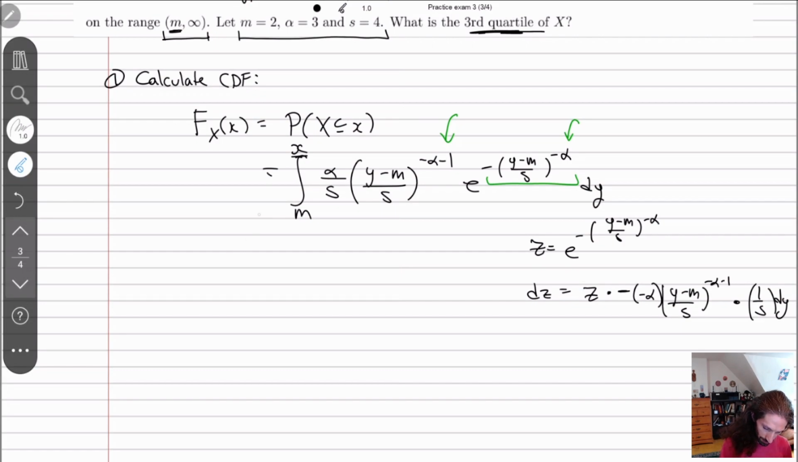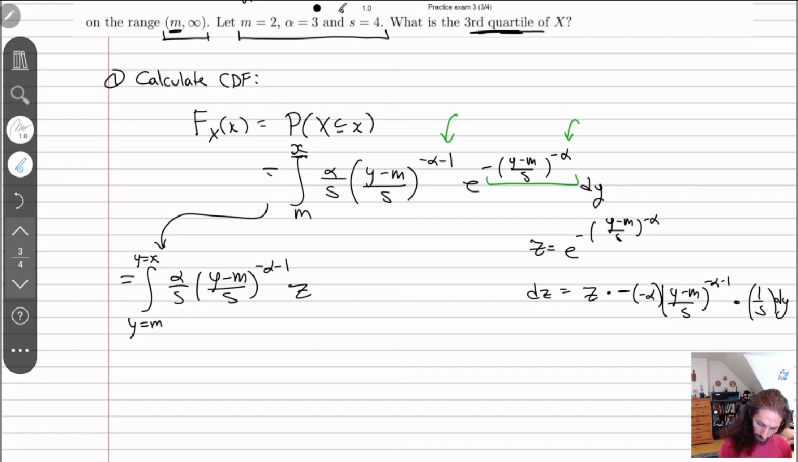Now let's plug this in and see what we get. This is equal to, and I'm going to keep track that these are my y's so I don't screw this up, alpha over s times (y minus m over s) to the minus alpha minus 1. And this part we said is z, so z. And now we're going to plug in for dy.